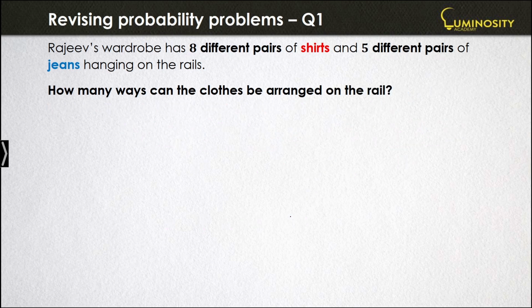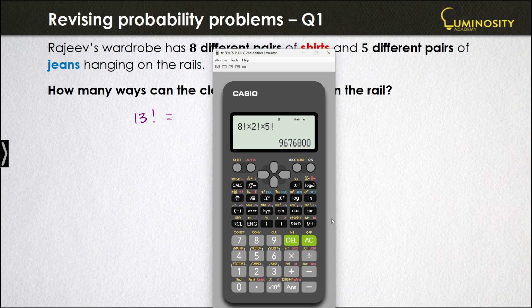How many ways can the clothes be arranged on the rail? So there's no specific order. There are 13 objects altogether, 8 shirts and 5 jeans. And 13 factorial gives us the total amount. So let's double check what that is. 13 factorial. And you can see this is quite a huge number now. Now we're in the billions.